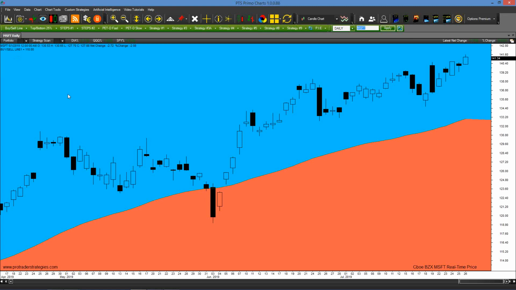The red portion is when price is below. So you have the blue buy zone and the red-orange sell zone. So now it makes it simple. So now you just have to reference it by the color. This is how easy trading can be.